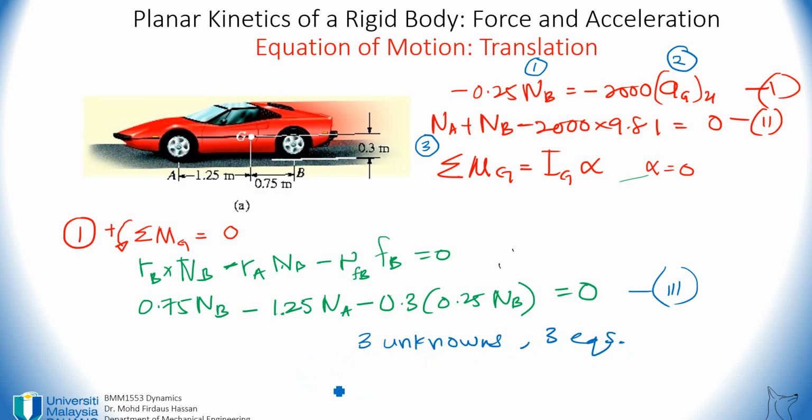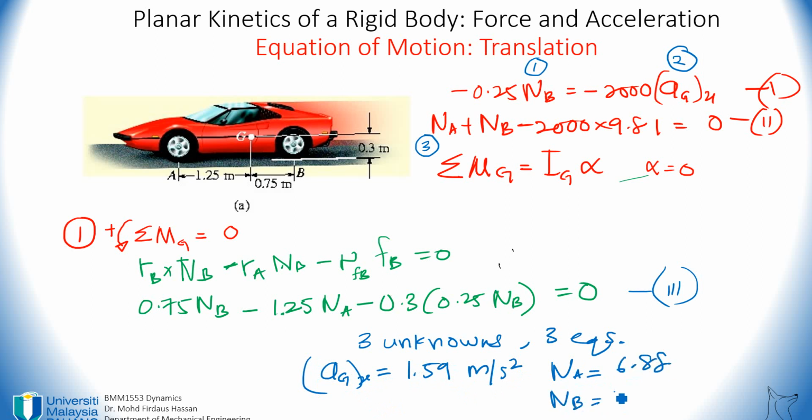I don't want to waste my time to solve this one, but the answer is AG in X is 1.59 meter per second square, and NA is 6.88 and NB is 12.7 kilometer. All right. Okay, now, we have discussed by taking the value of moment at G.